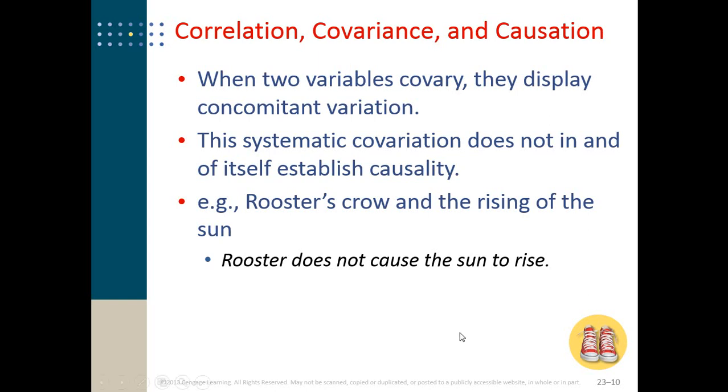For example, roosters crow and the sun rises. It does not mean that the rooster causes the sun to rise. Probably the roosters' crowing and the rising of the sun, their times are correlated, but it does not necessarily mean that there is a causal relationship between the two variables.